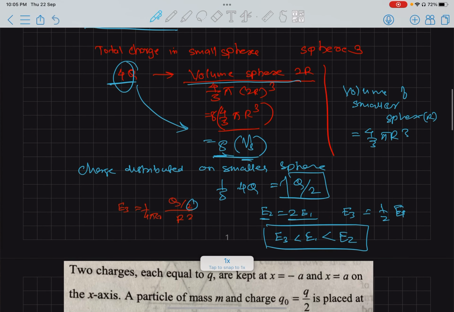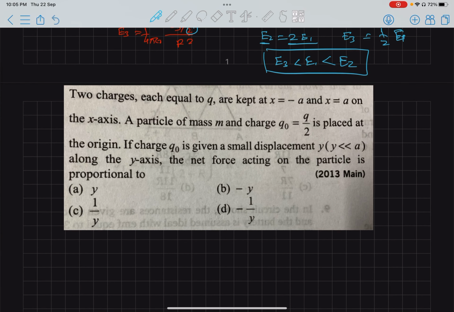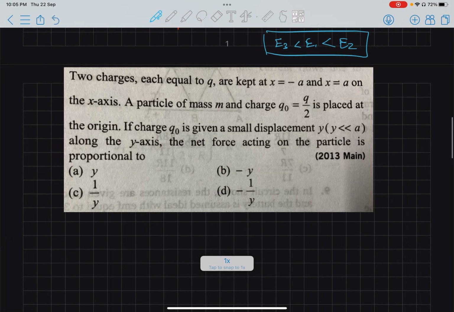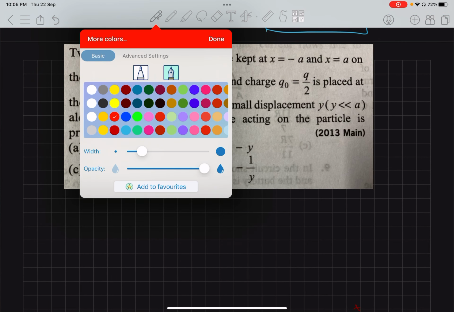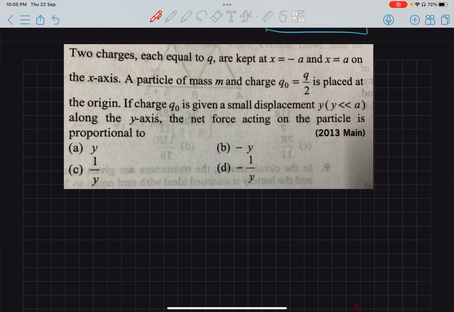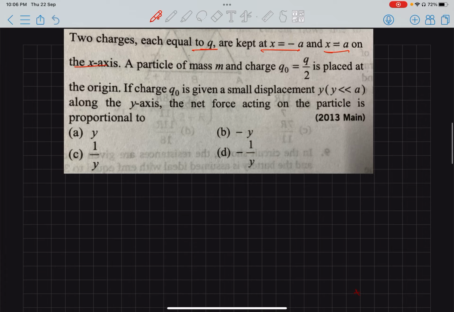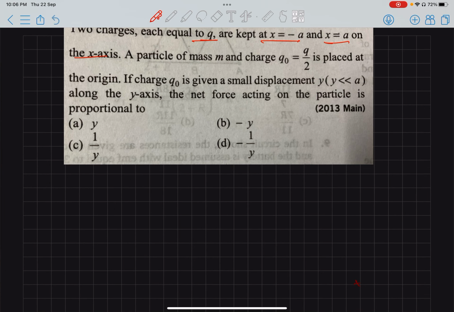Okay, let us move to the next problem on electric force, electrostatic force. Okay, the problem is as follows. Two charges each equal to q are kept at x equal to minus a and x equal to a on the x-axis. Okay, so let us first draw the xy axis.